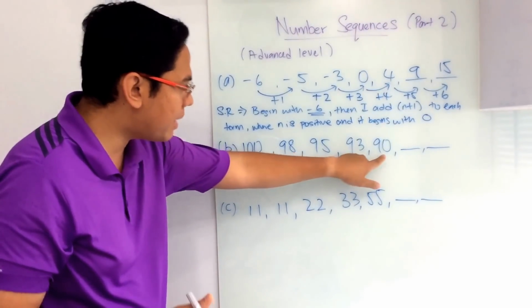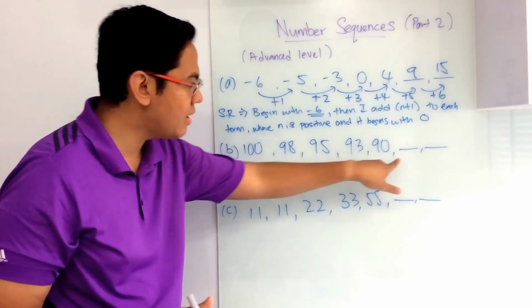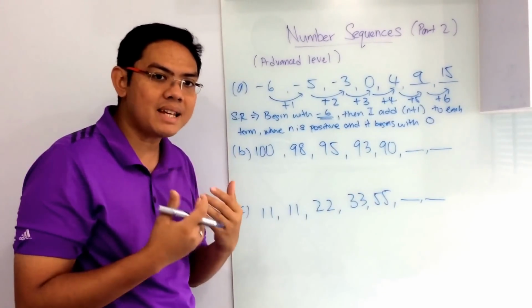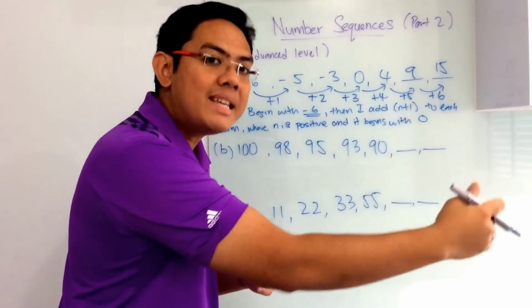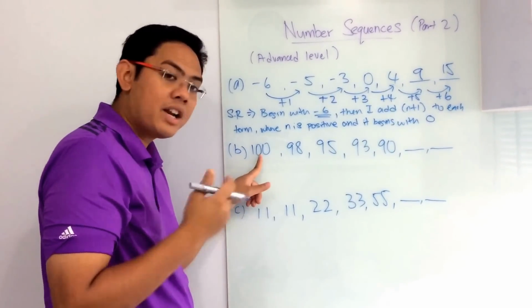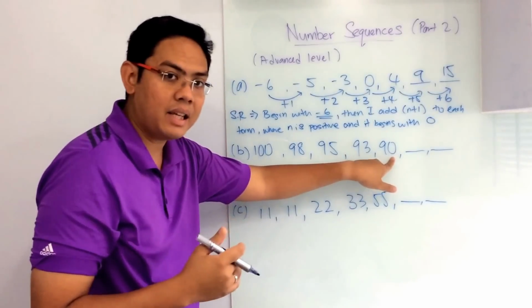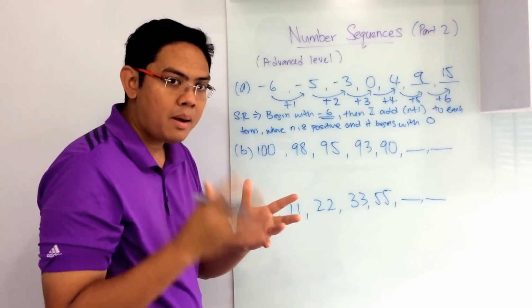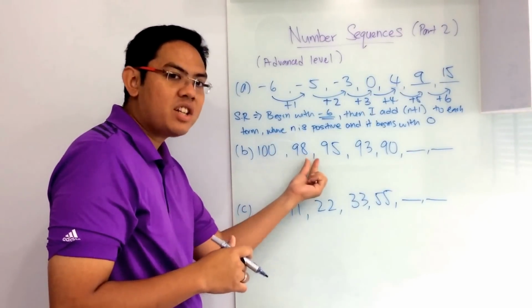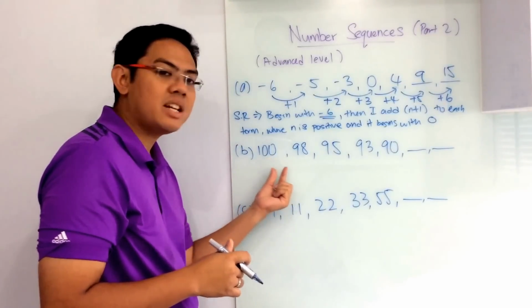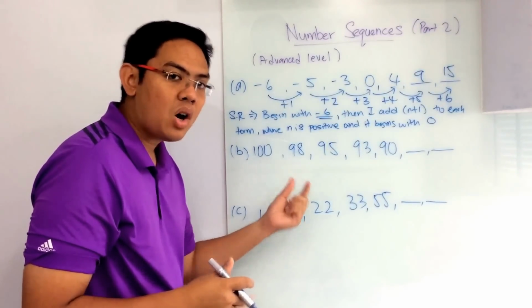And my last number before I need to find the subsequent terms is 90. So I can see that the number is decreasing, right? From a positive 100 again to a positive 90. So there's a difference of 10. But what is the change in the constant value? What is the change in the value? Is it constant or is it not?